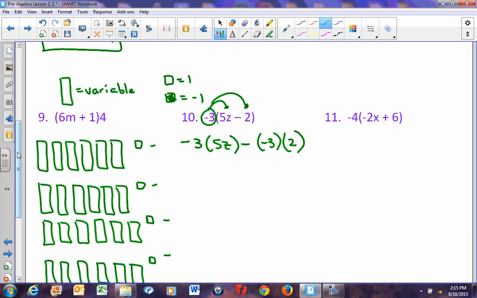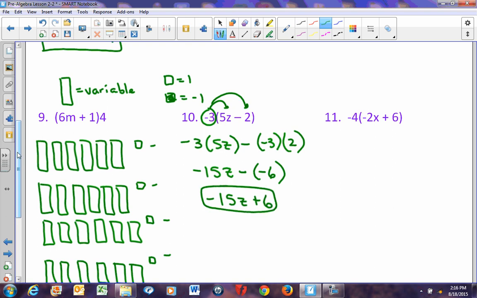Okay, so negative 3 times 5z is negative 15z. Minus negative 3 times 2 is negative 6. So I now have negative 15z minus a minus 6. But minus of minus is not simplified all the way, because a minus of minus is the same thing as saying plus. So this becomes negative 15z plus 6.